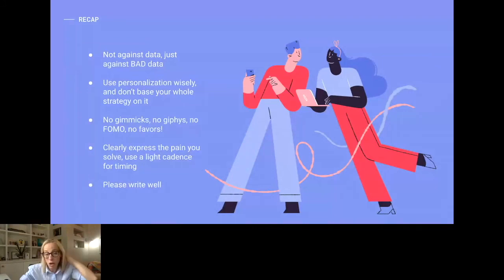Finally, do offer data when it supports the pain point that you solve. Compelling data does work, and it doesn't have to be ultra personalized to work, like the example from SourceForge. Clearly express the pain, use a cadence for timing, write well, and above all, be authentic.